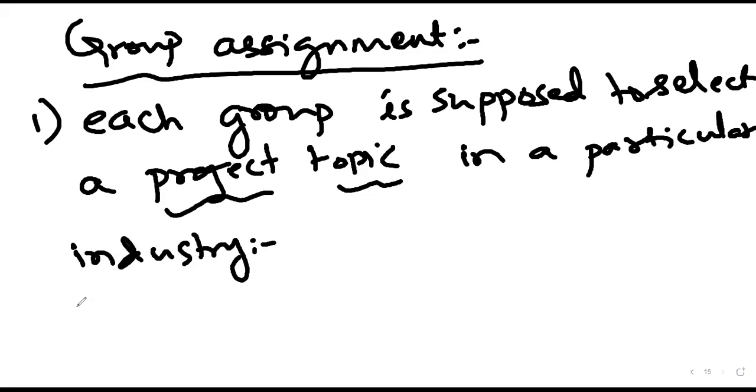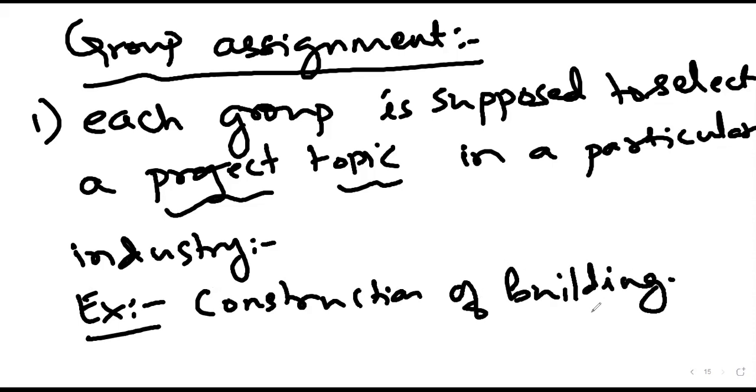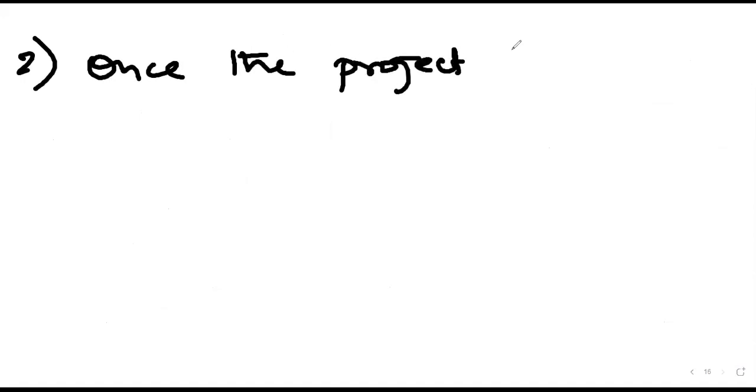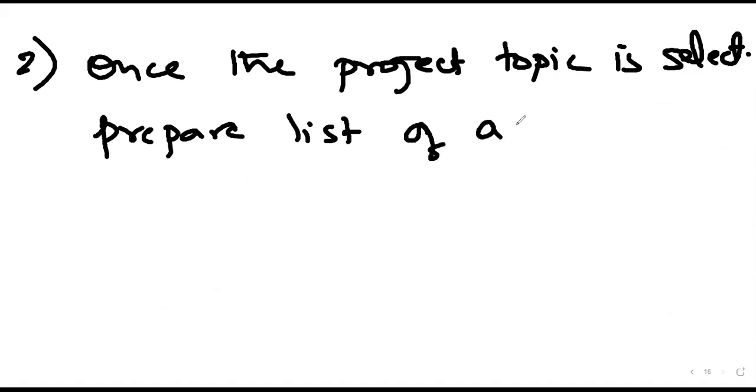Now this can be, for example, construction, building construction. This can be one of the projects that a team can select. Okay. Next, once the project topic is selected, prepare the list of activities. Okay, so each of the groups has to do it.